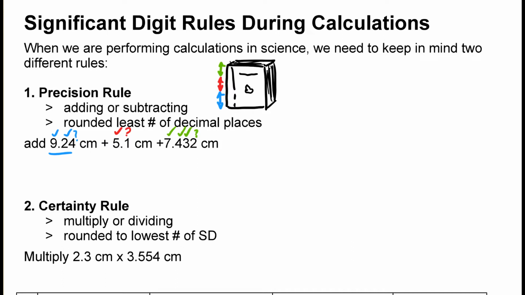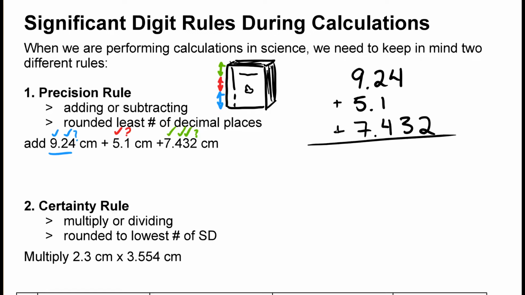Now let's try and add this up. Let's do this calculation. So we got 9.24 adding to 5.1 and adding to 7.432. Perfect. So let's go ahead and add this up. So nothing plus 2 is 2. 4 plus nothing plus 3 is 7. 2 plus 1 plus 4 is 7. Decimal place. 9 plus 5 is 14. 14 plus 7 is 21.